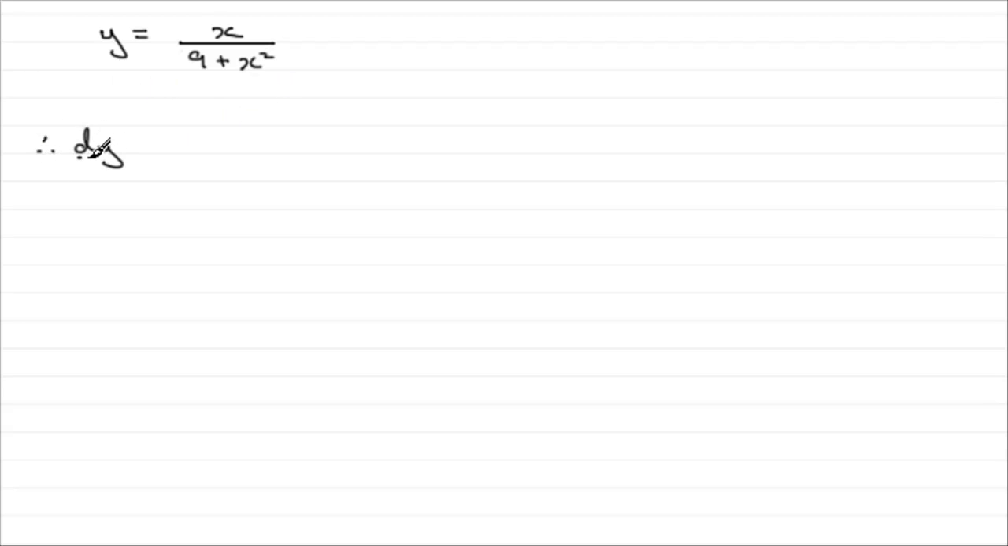So how do we go about finding dy by dx for something like this? Well, we've got two functions of x, top and bottom of the fraction. So we need to use something called the quotient rule. And if you've forgotten the quotient rule, just need a reminder, I'll just quickly run through it for you. It will only take a short moment.